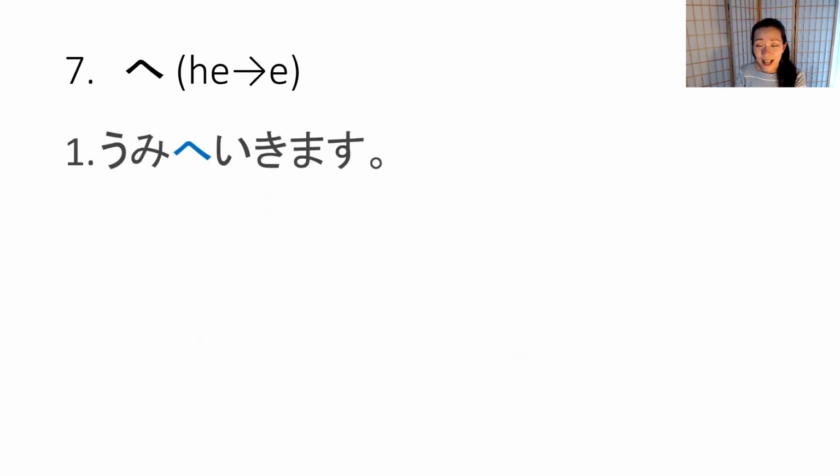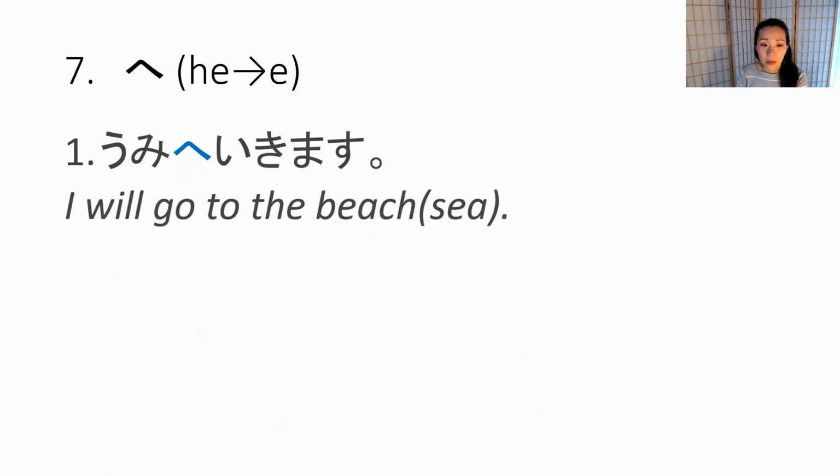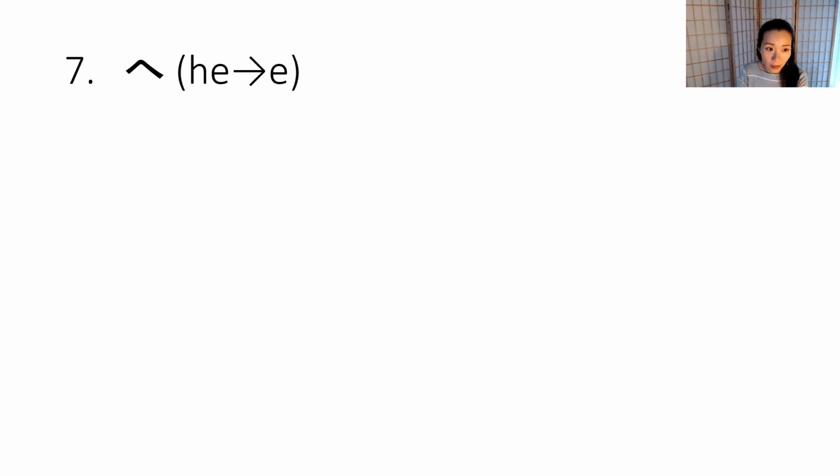Let's look at some example sentences. 海へ行きます。海へ行きます。So that means I will go to the beach. Repeat after me. 海へ行きます。One more time. 海へ行きます。海 means sea or ocean, but can indicate the beach or sea.